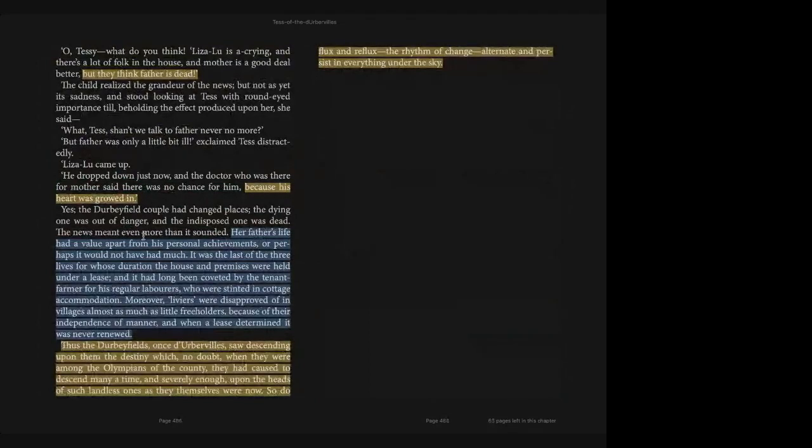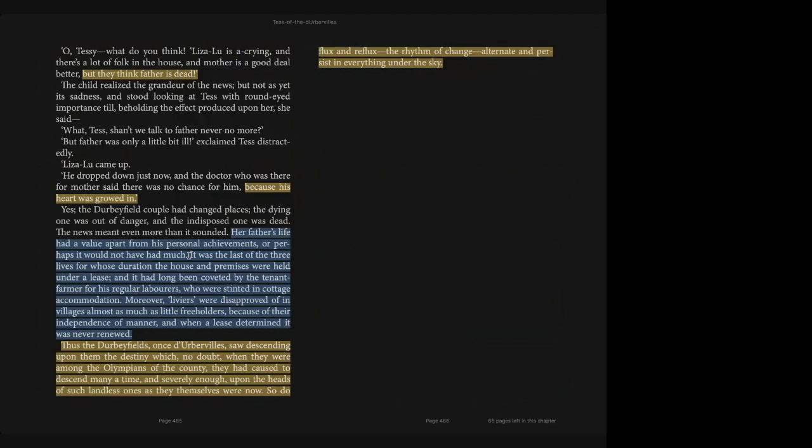"Her father's life had a value apart from his personal achievements, or perhaps it would not have had much. It was the last of three lives, for whose duration the house and premises were held under a lease, and it had long been coveted by the tenant farmer for his regular laborers, who were stinted in cottage accommodations. Moreover, lifeholders were disapproved of in villages almost as much as little freeholders because of their independent manner. And when a lease determined, it was never renewed."